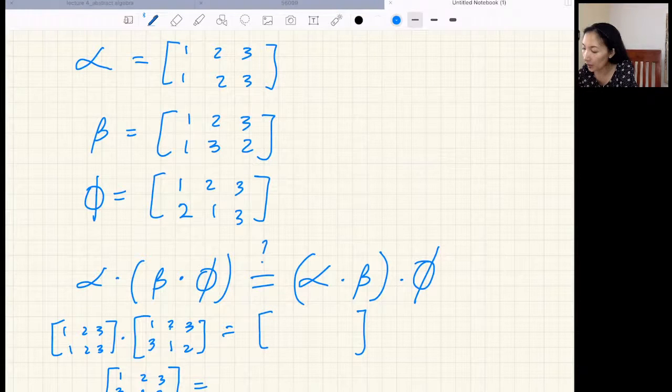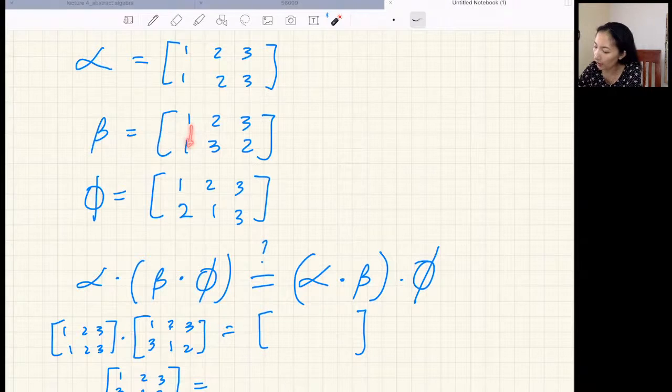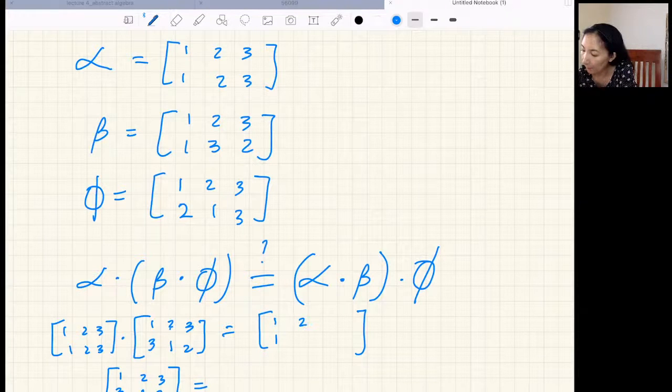What will this be? Alpha times beta, what is it equal to? Start from beta. Beta maps 1 to 1, and 1 to 1. So 1, 1. Next, 2. Beta maps 2 to 3, and 3 is mapped to 3. So 2, 3. Finally, beta maps 3 to 2. So 3, 2. Times phi, which is 1, 2, 3 over 2, 1, 3.